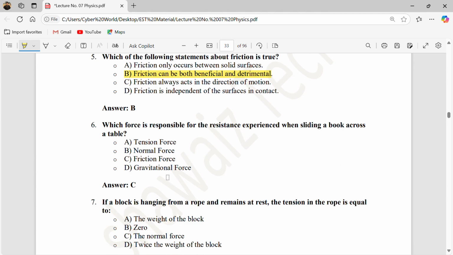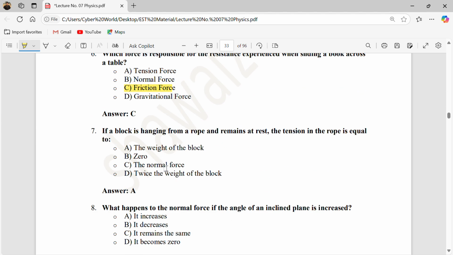Which force is responsible for the resistance experienced when sliding a book across a table? It is not pulling, not normal. So the frictional force is responsible for the resistance experienced by a sliding book on a table.